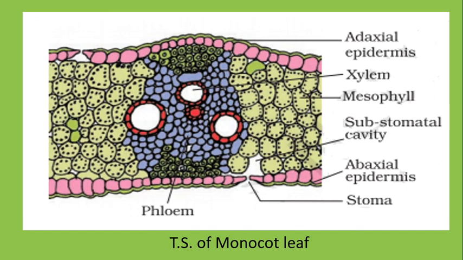Okay. So these are the anatomical details of the monocot leaf and dicot leaf. So I hope you got the points. Okay. Thank you very much.